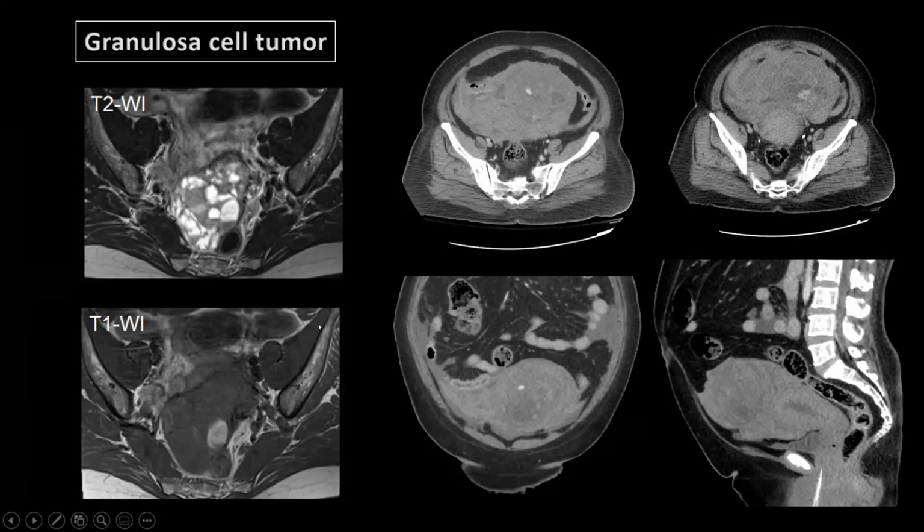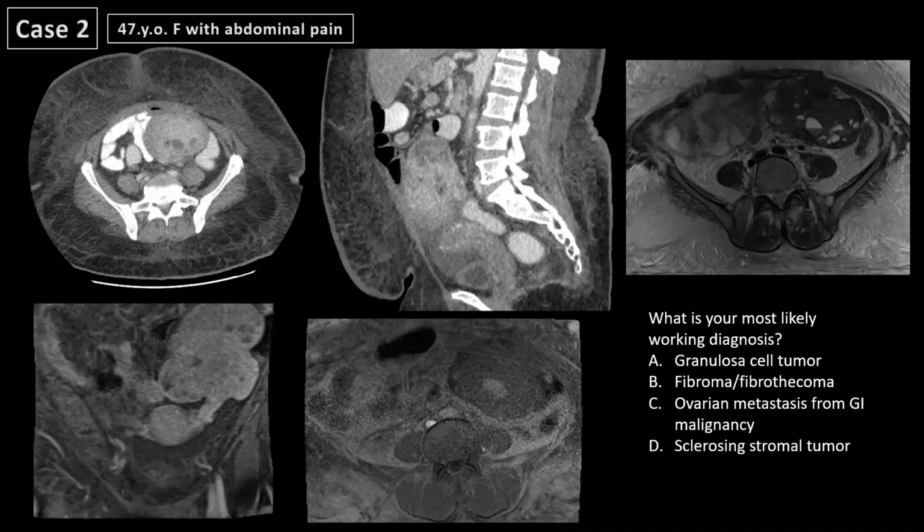We have the MRI images here in another patient that is similar to our case with heterogeneous T2 signal intensity, internal hemorrhagic component, and high T1 signal intensity. Maybe the only difference between this and our case is the solid component here shows high T2 signal intensity. Our case showed low T2 signal intensity.